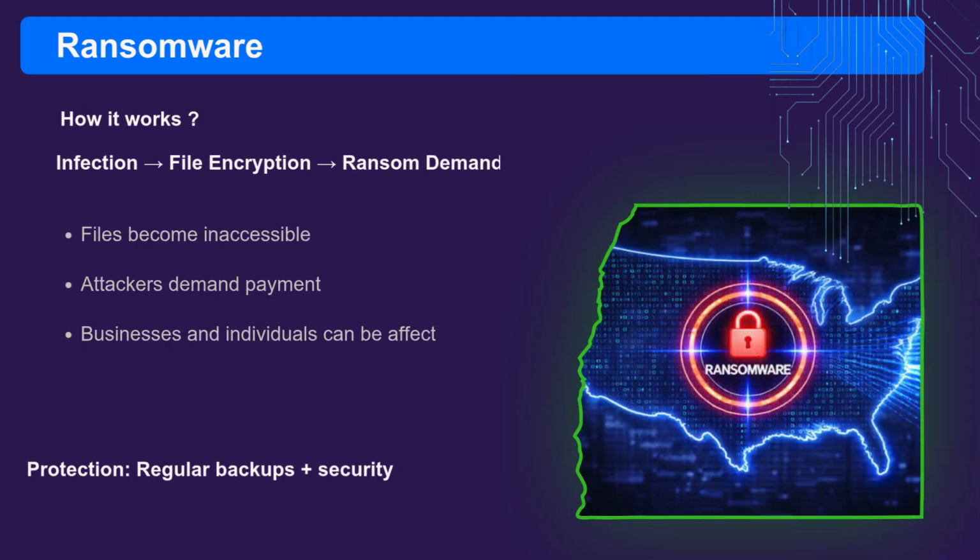Ransomware is a type of attack where attackers encrypt a victim's files to make them inaccessible. The attack occurs in 3 steps. The system becomes infected, important files are encrypted, and attackers demand payment for restoration. Both individuals and businesses can fall victim to ransomware. To reduce its impact, maintain regular backups and keep security updates installed.